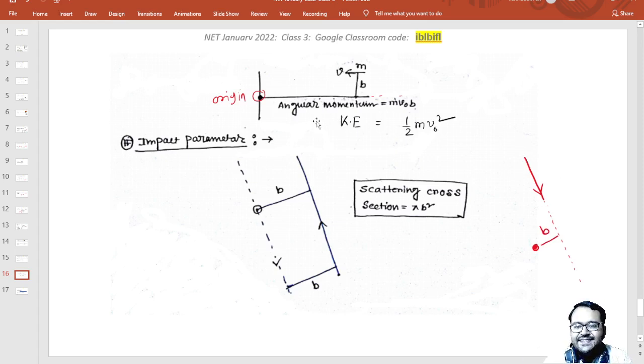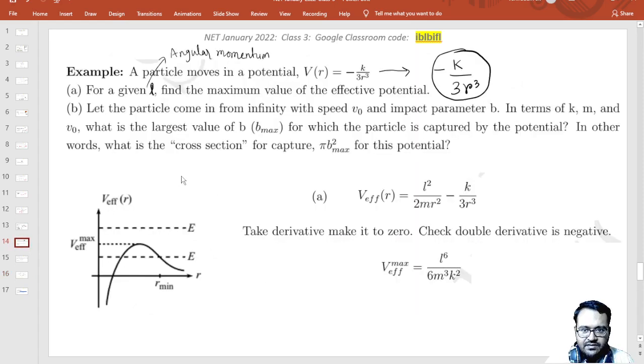Okay, and that mv naught B is the angular momentum there. Just last class, we discussed the angular momentum of a particle moving in a straight line above the axis at height h. We calculated the angular momentum as mvh. So the same thing applies here, and the kinetic energy is half of mv naught square, and there is Rutherford scattering cross section, etc. We don't need it here, but we may need it.